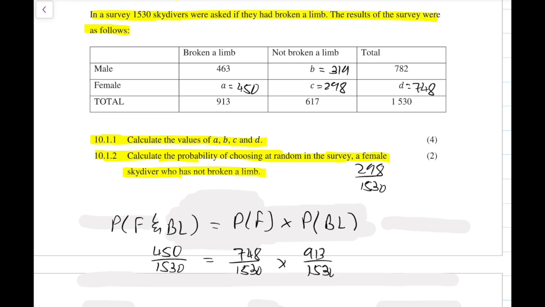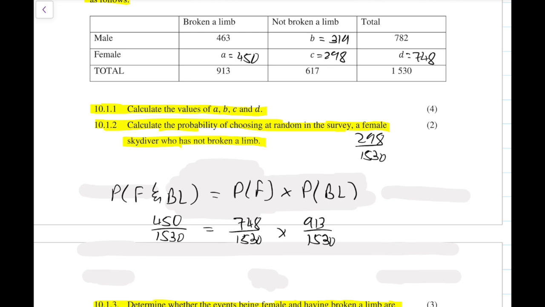Right, so we just have to put this into our calculators to get the values on each side. Here I get 0.29 essentially. The other side I have 748 times 913, and I get 0.29. And if they are equal, therefore they are independent. Right? Therefore they are independent.